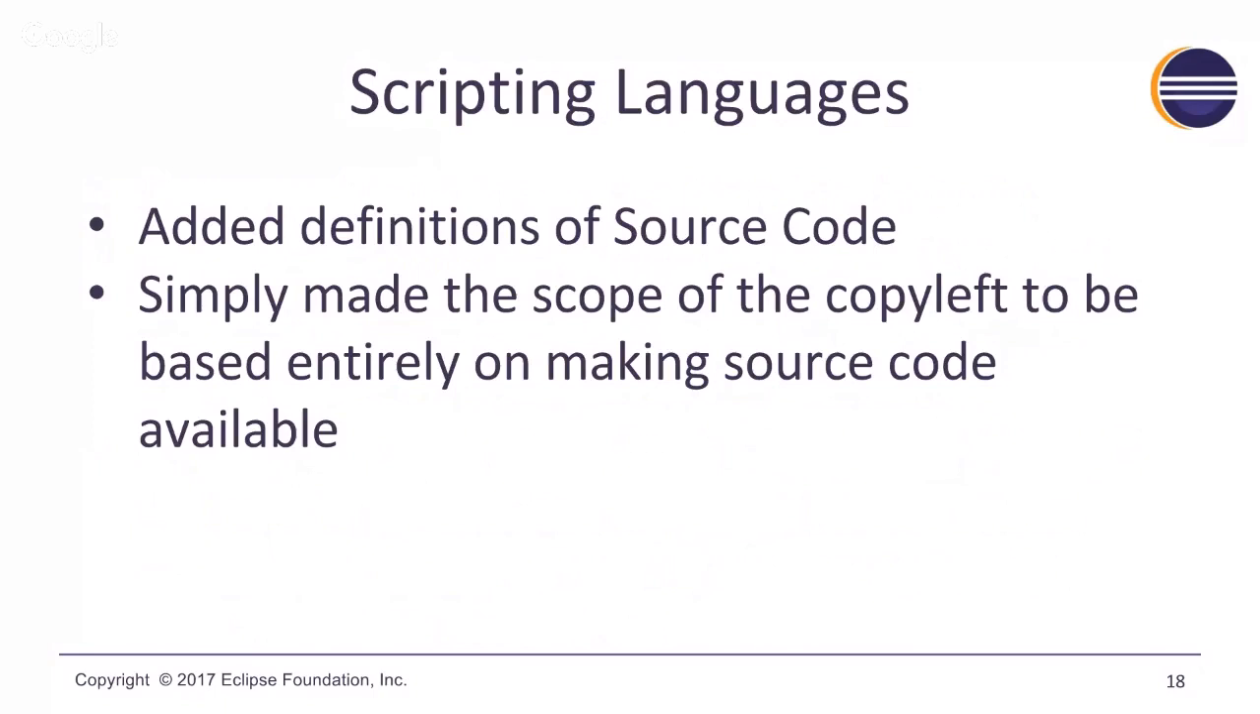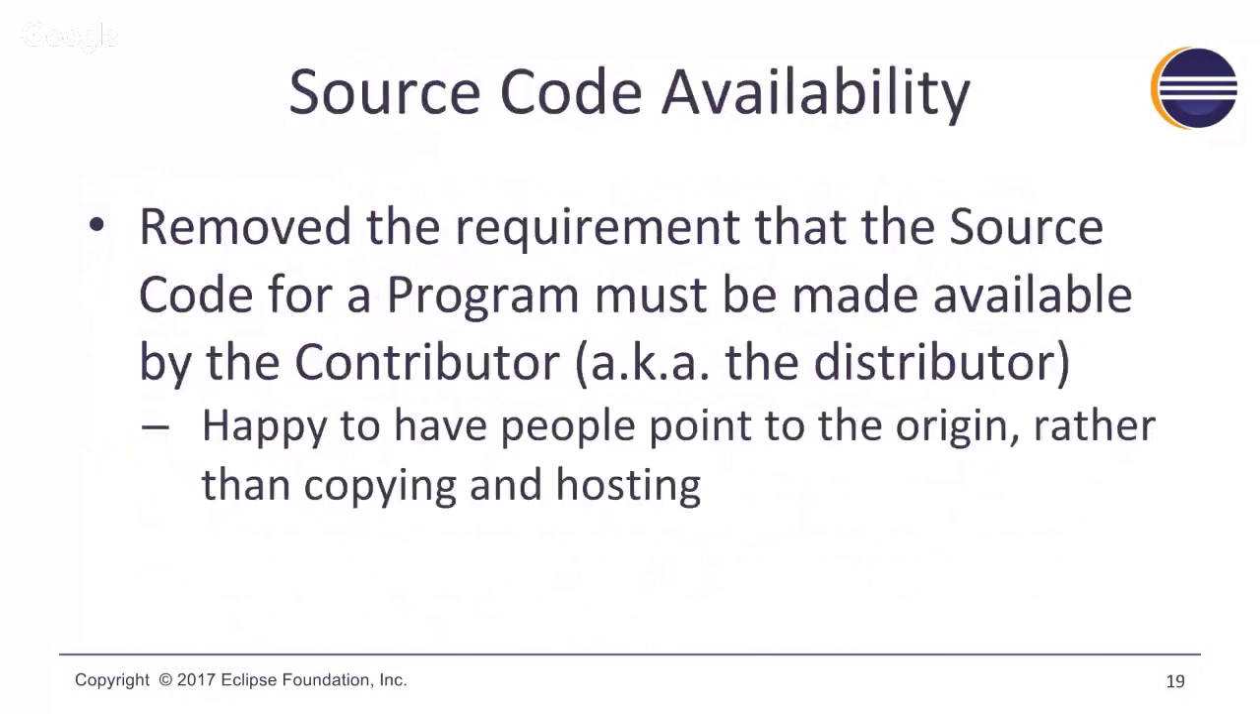So we've added definitions of source code, and we've simply made the scope of copyleft entirely based on making the source code available. This is the reason why scripting languages are a bit of an issue: most open source licenses, EPL version 1 included, make a distinction between source code and executable code. In the case of a language like JavaScript, the source code and the executable code are in fact one and the same. So that's why we had to tweak some of the language to make sure we were able to support scripting languages.